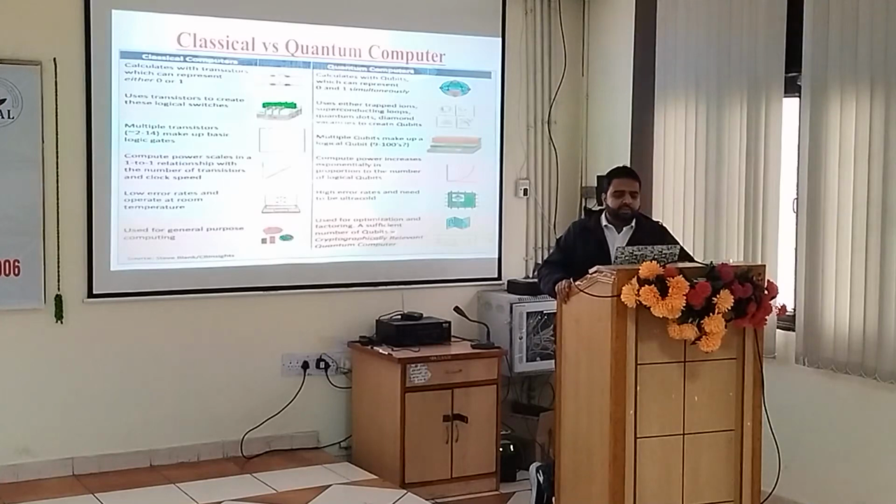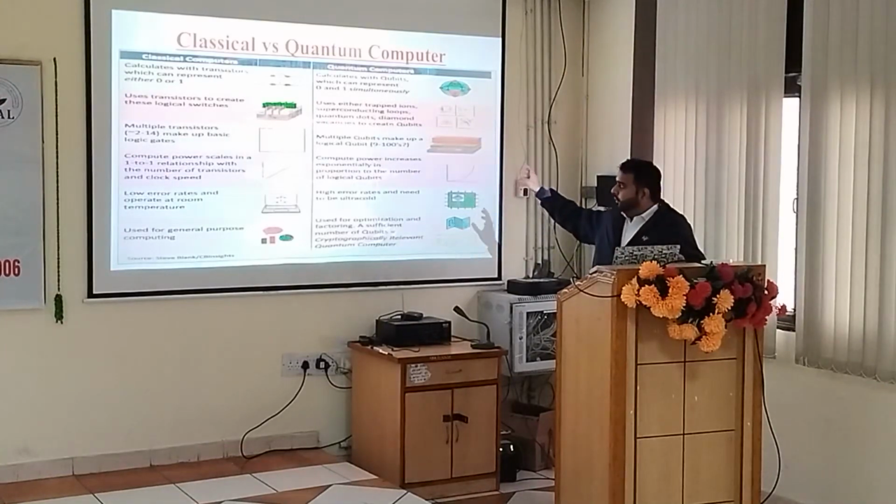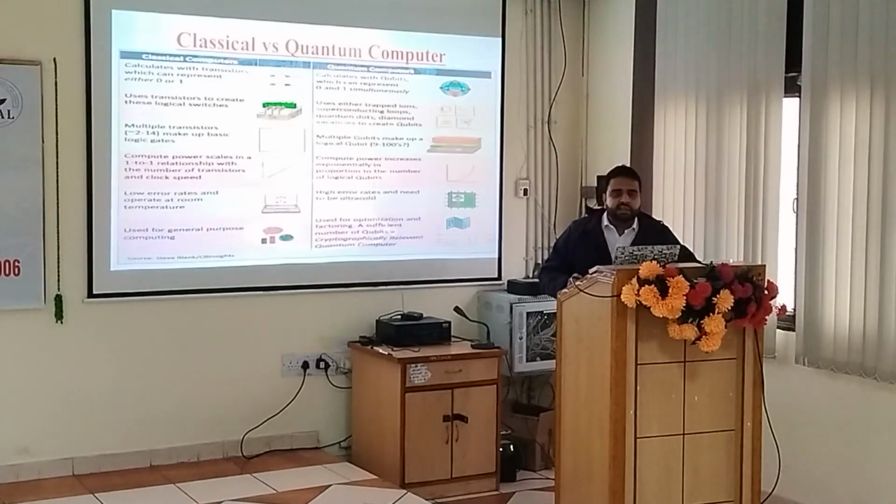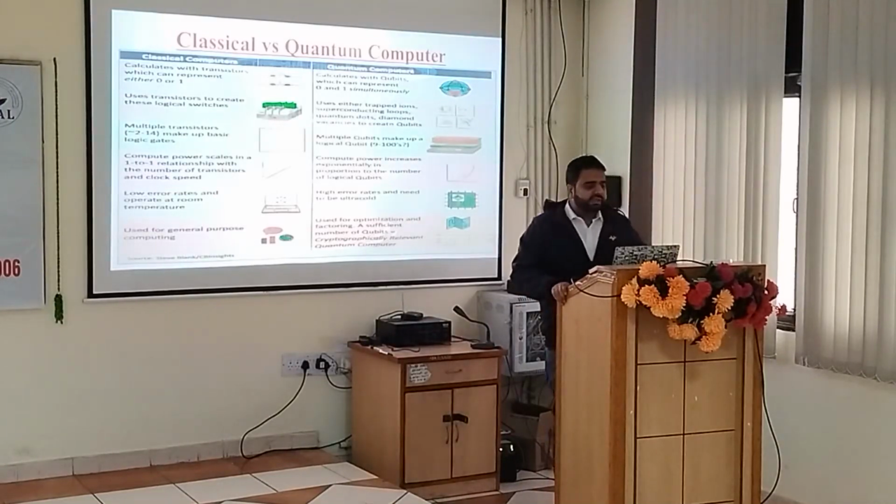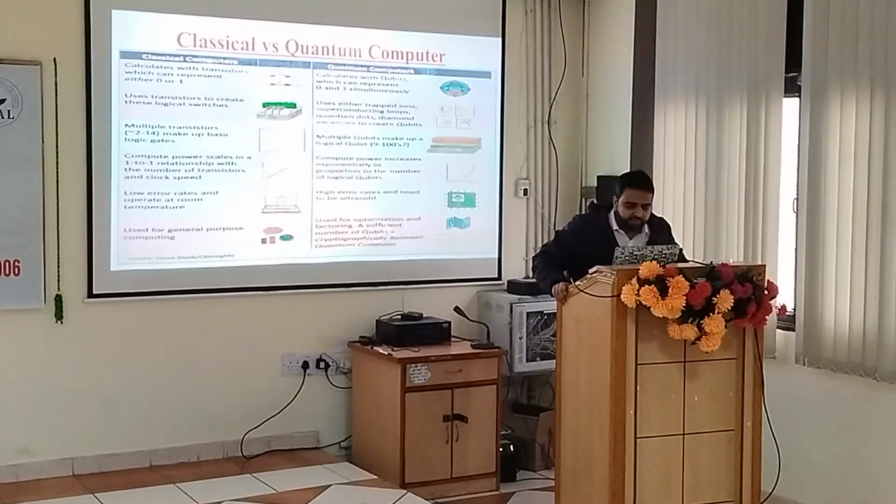Now, the next one is important. Compute power scales in a one-to-one relationship with the number of transistors and clock speed in classical computers. For example, if you want to increase the computing speed, we add one transistor, so the speedup increases one time only. But if we add one qubit to the system, the speedup increases exponentially. Right? If I am talking about 2 qubits, how many states can it represent? 4. With 3 qubits, how many states? 8. Similarly, 4 qubits, 16. So you see the exponential rise in the number of possible states. Classical computers have low error rates, but quantum computers have high error rates.